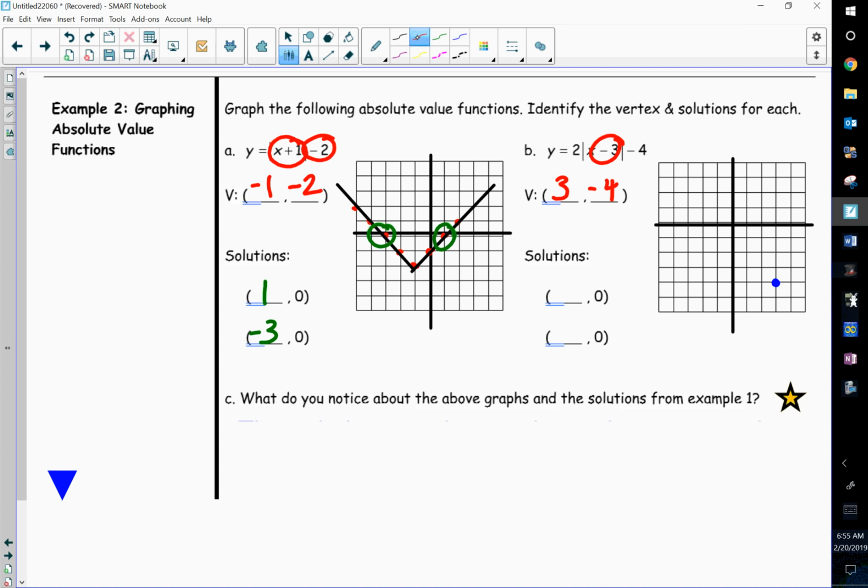I can graph this by using the slope, kind of. That means I go up 2, over 1, up 2, over 1, and then the same thing in reverse. There's my graph. And I can tell that this graph crosses the x-axis at 1, 0 and 5, 0.